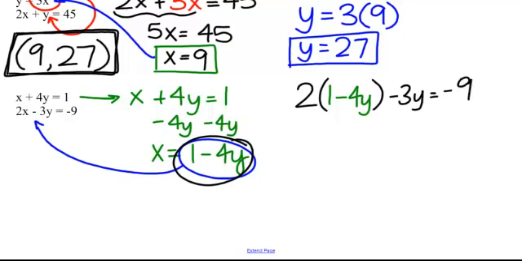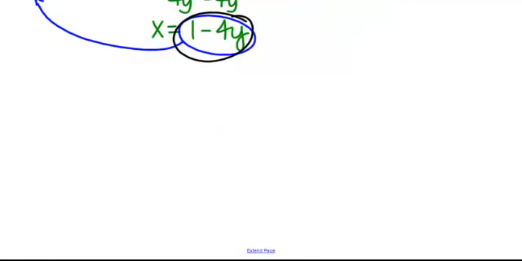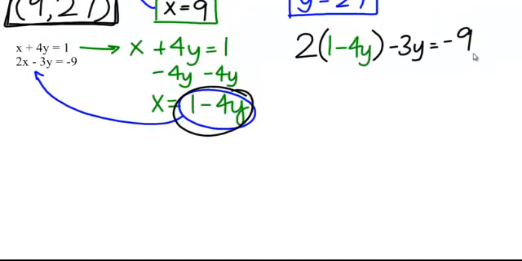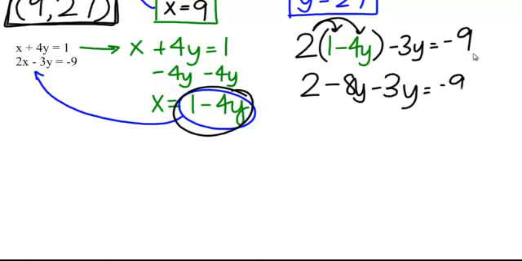And again, I'm left with just one variable. It's still messy, but we can solve this. We want to get y by itself. So right now there's some parentheses that we have to undo. So I'm going to distribute this 2. And I get 2 minus 8y, and then still minus 3y equals a negative 9. Still some more simplifying to do.